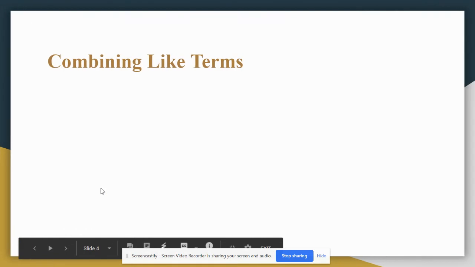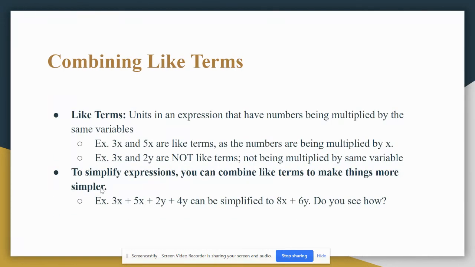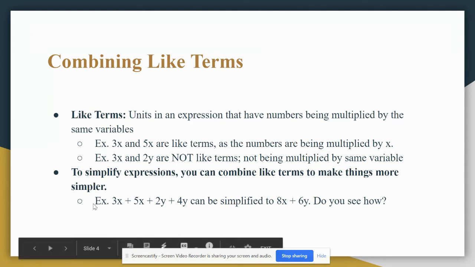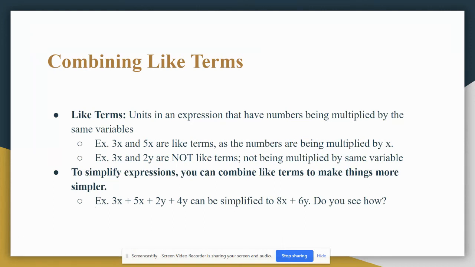Combining like terms. Like terms are units in an expression that have the same numbers being multiplied to the same variables. Some examples are 3x and 5x. They are like terms because they are being multiplied to the same variable, x. 3x and 2y are not like terms. They're not being multiplied by the same variable. Therefore, you can't add them.